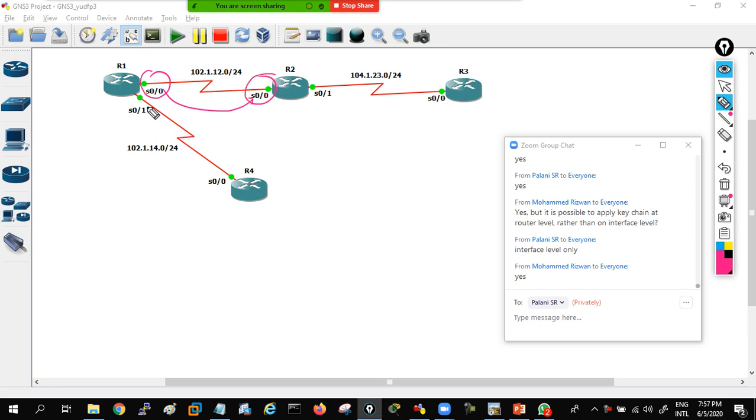So far your guys are good, because you are using technical terms like interface level, router level. Yeah, this is the learning, guys. So far everybody is okay. Any doubt so far?